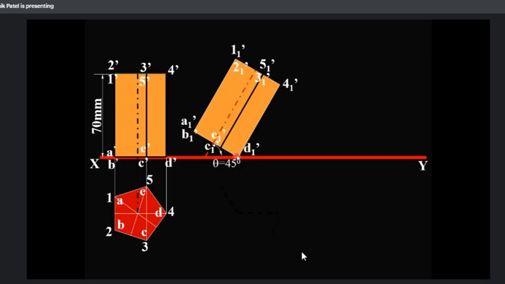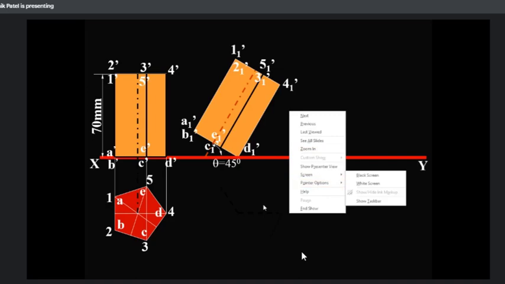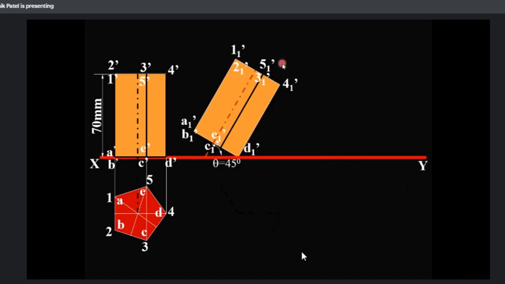Sometimes students, what will happen? They incline D dash 4 dash at 45 degree, but while drawing the other shape, they do not keep in mind that this angle is 90 degree. Clear?